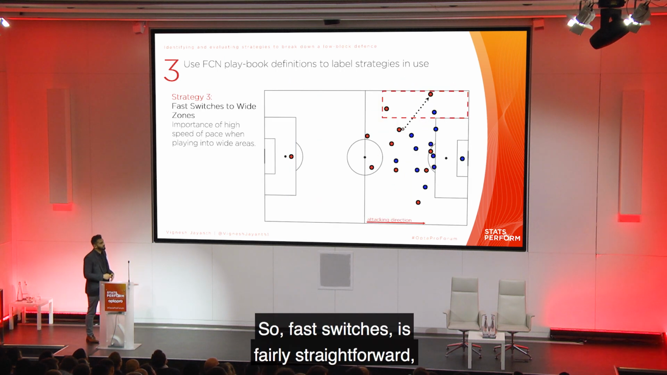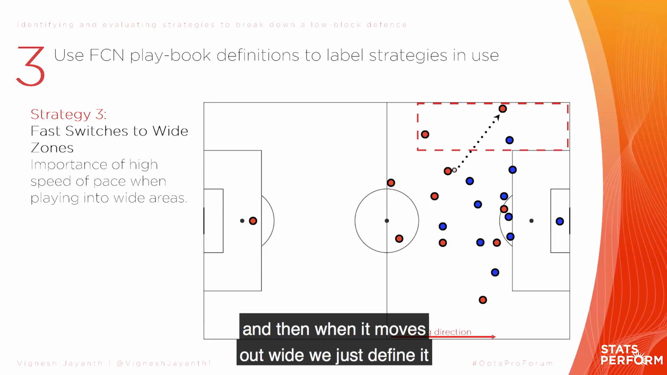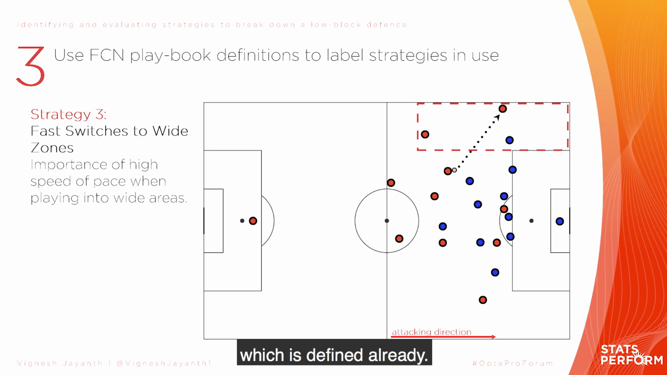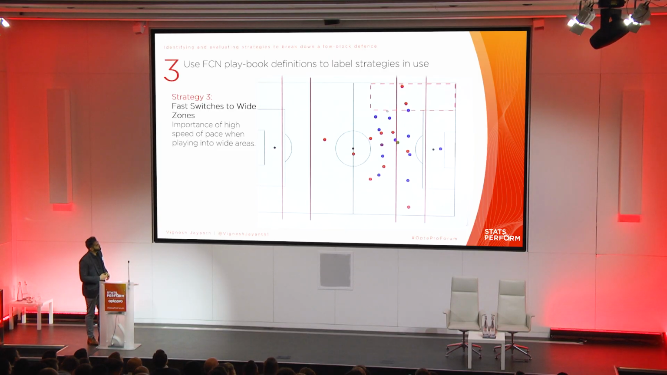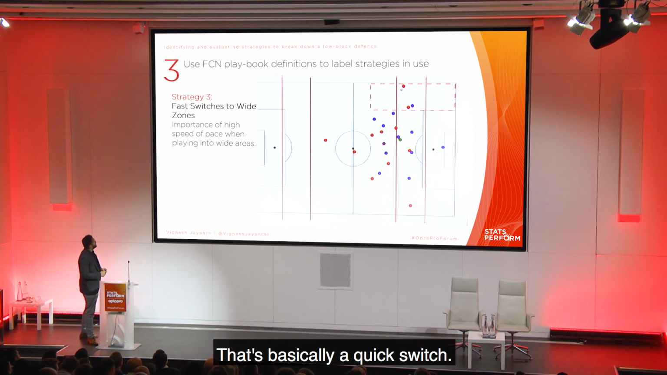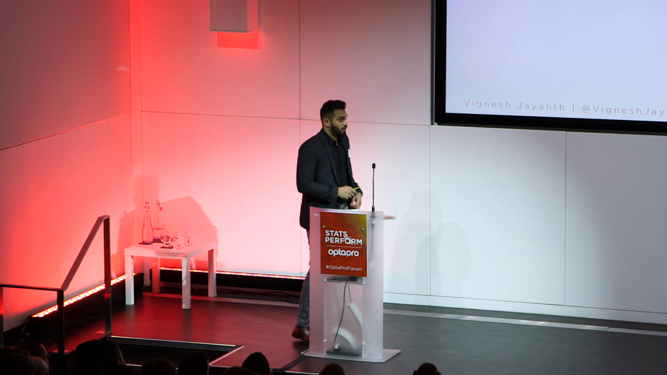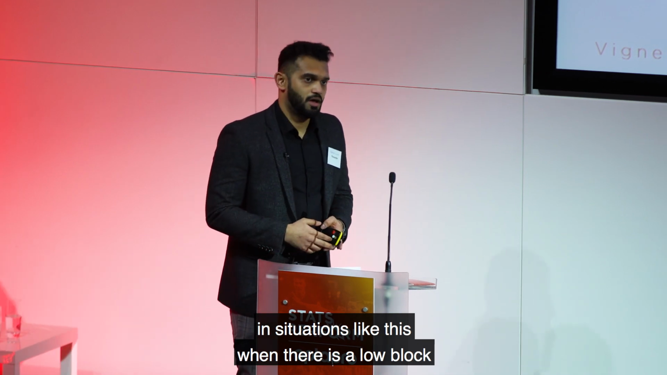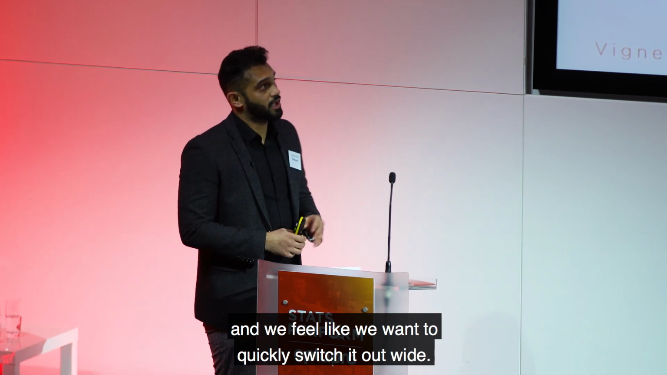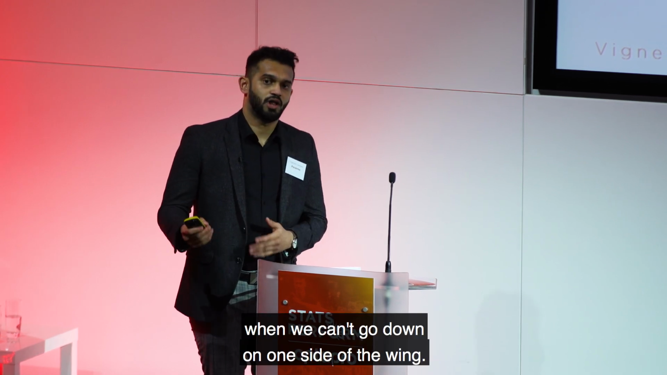Fast switches is fairly straightforward, where we get the ball and then we define the speed of the ball. When it moves out wide, we define it as into wide areas, which is defined already, and when it moves into wide areas, that's a quick switch. So that's the importance of high speed, of pace, playing into wide areas. That's what the club feels: in situations like this when there is a low block and we can't go down one side of the wing, it makes sense to quickly switch it out wide.